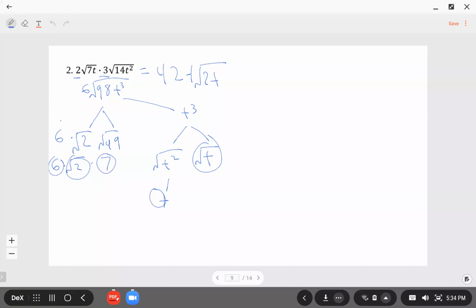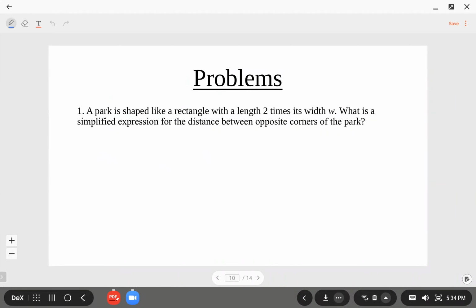So now let's do some problems actually. Please do these problems. And I'm going a bit fast today because my throat is hurting and I'm probably going to end this lesson 10 minutes sooner than usual. So please do this problem.